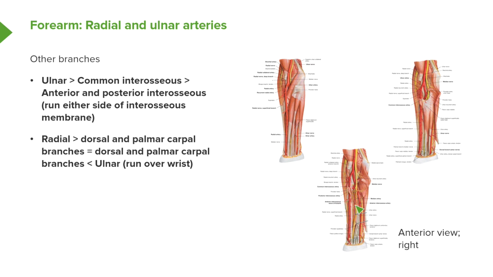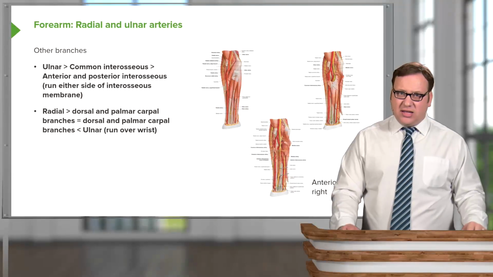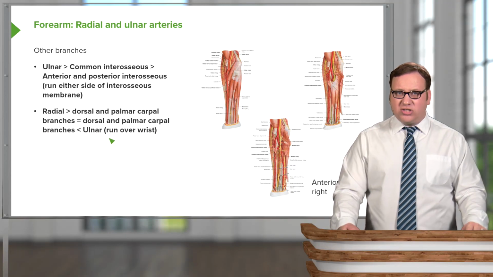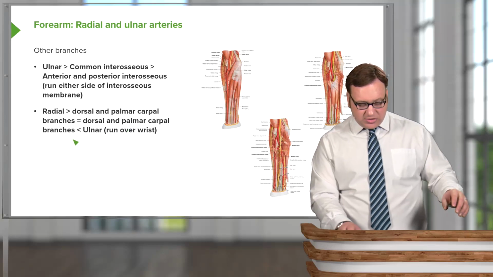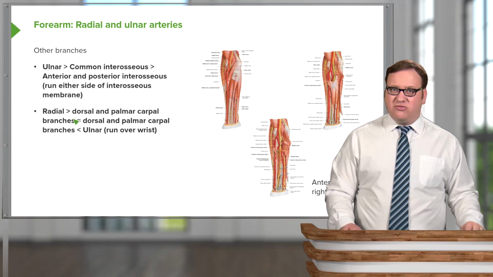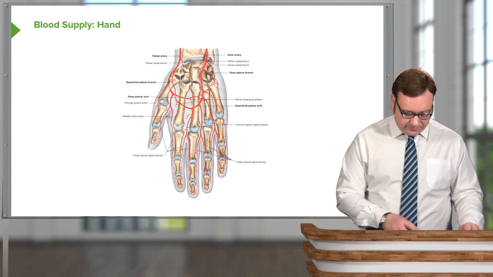The radial artery is going to give rise to dorsal and palmar carpal branches as they go towards the carpal bones, and we also have these coming from the ulnar artery, dorsal and palmar carpal branches, and these form a nice carpal anastomoses around the carpal bones in the wrist. We'll see these later on.